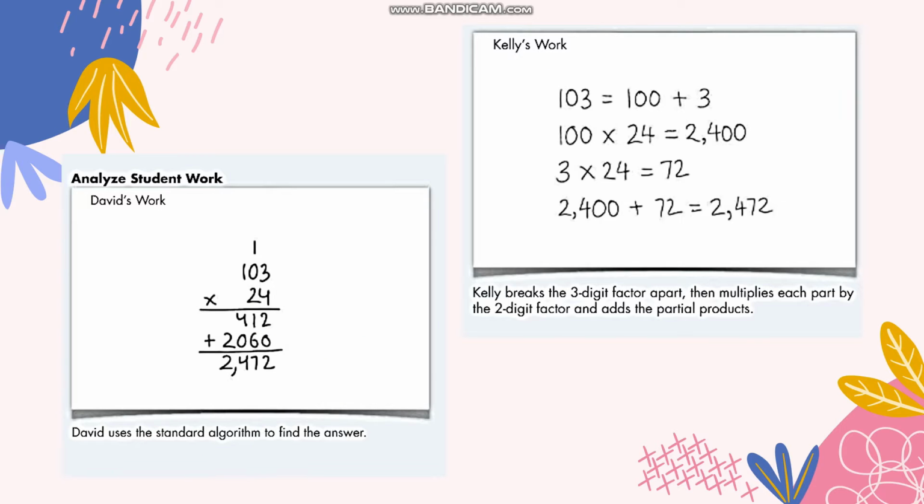Look at Kelly's work. As you can see, Kelly breaks the 3-digit factor apart. This 103, he breaks into 100 plus 3, then multiplies by 24. So 100 multiplied by 24 is 2,400. 3 multiplied by 24 is 72. Then he added the partial products, 2,400 plus 72. So the answer is 2,472.